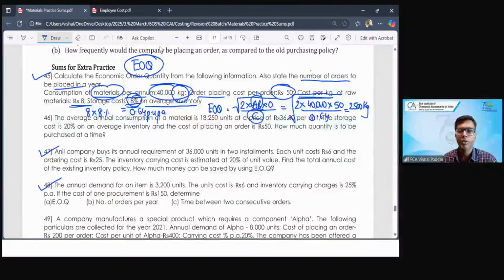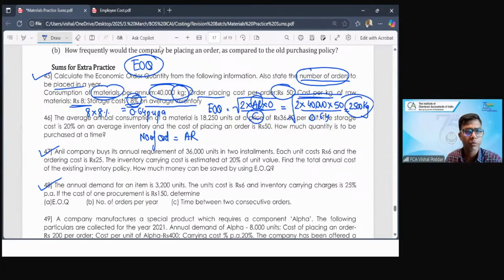Now they have also asked what would be the number of orders that you will place. If you are going to purchase EOQ quantity every time, what will be the number of orders? How do you find out the number of orders? It is calculated by this: my annual requirement, what I want in the whole year, divided by what I'm going to buy in one order. So EOQ gives you the quantity that you will buy in every order.